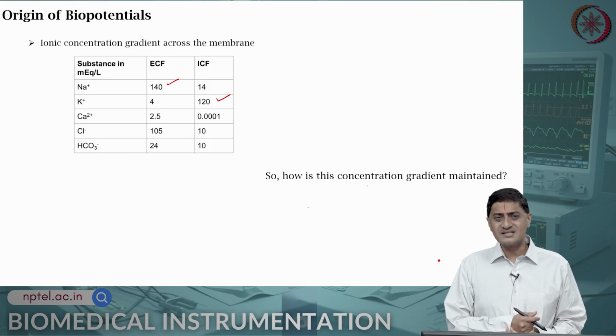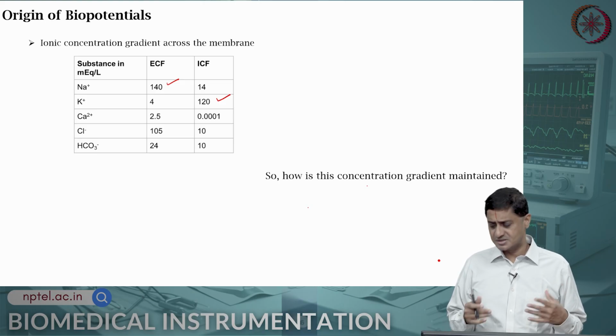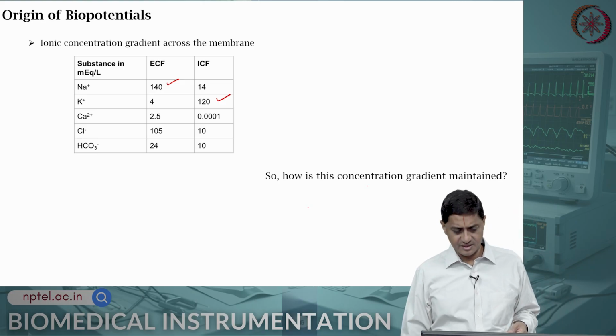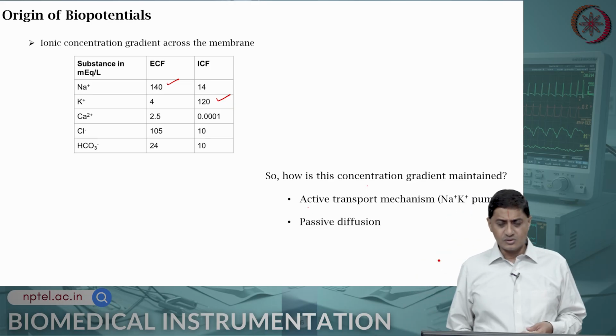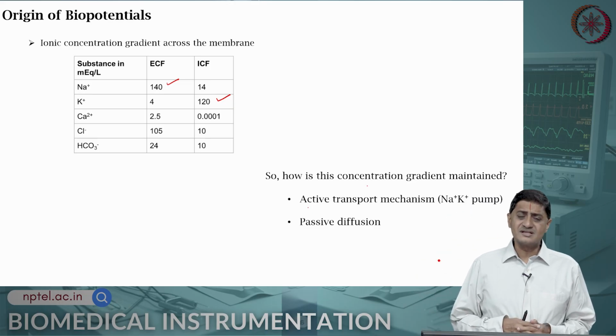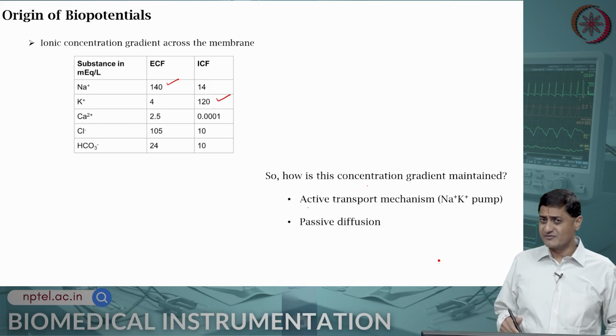But what is ensuring that this concentration gradient is maintained? Now, that is the question. How is this achieved? Through what is called active transport. It turns out that there are different forms of transport.